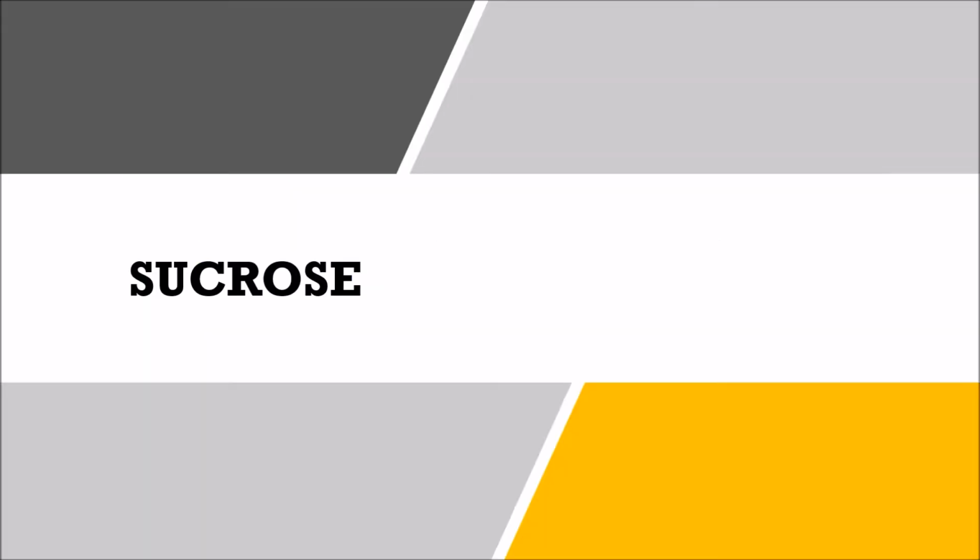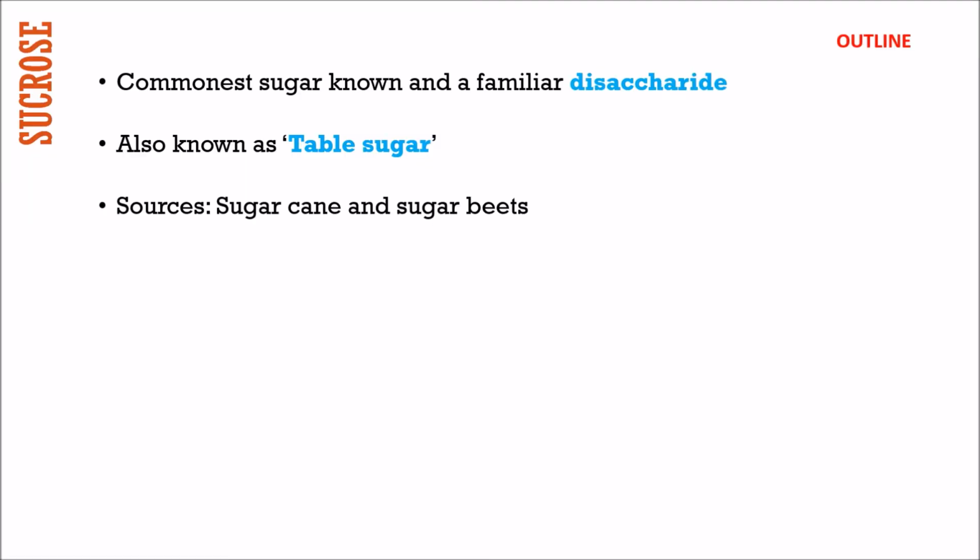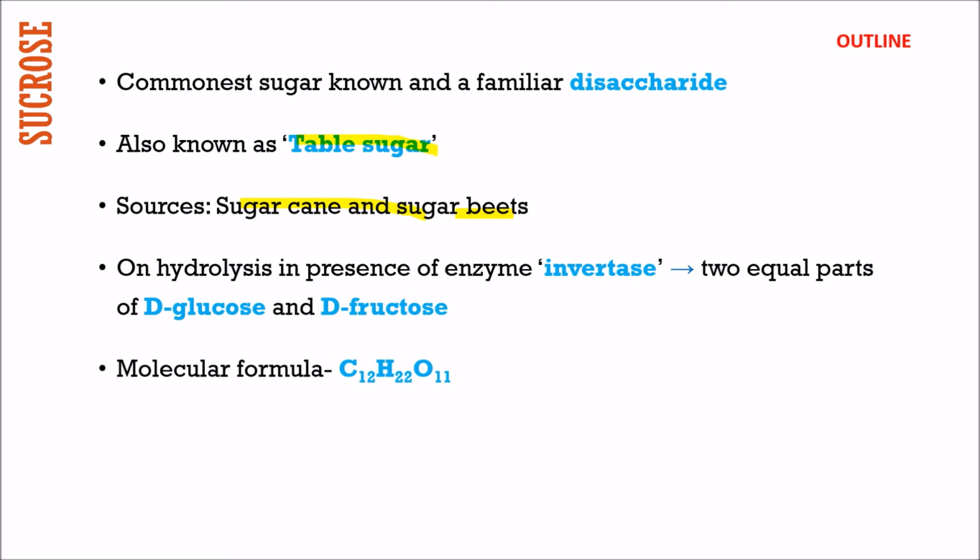Now let us start with our first disaccharide, sucrose. Sucrose is the commonest sugar known and familiar disaccharide. It is also known as table sugar. The most important sources are sugar cane and sugar beet. It is also present in varying concentrations in maple saps, honey, fruits, flowers, seeds and roots. On hydrolysis with acids or enzyme invertase, sucrose gives two equal parts of D-glucose and D-fructose, which thus constitute the two monosaccharide units of sucrose.